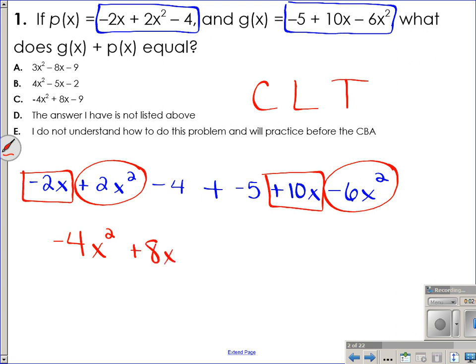And last but not least, negative 4 and negative 5 go together. Negative 4 plus negative 5 is negative 9. So the option that showed this response was C. Okay? Combining like terms.